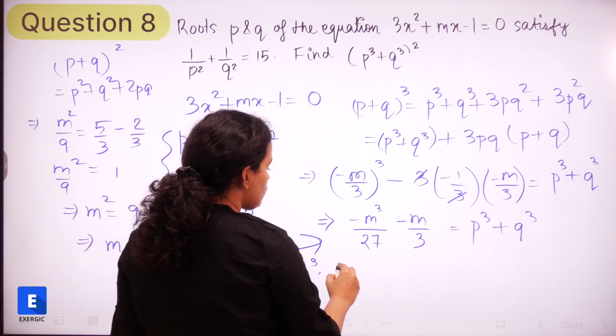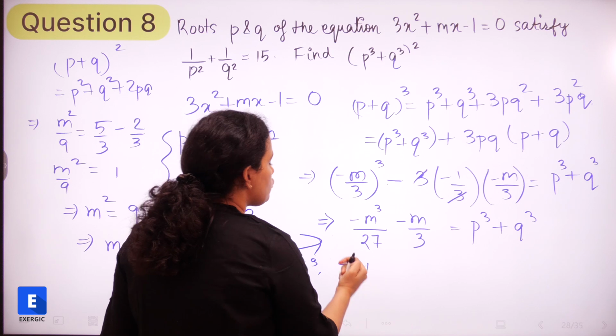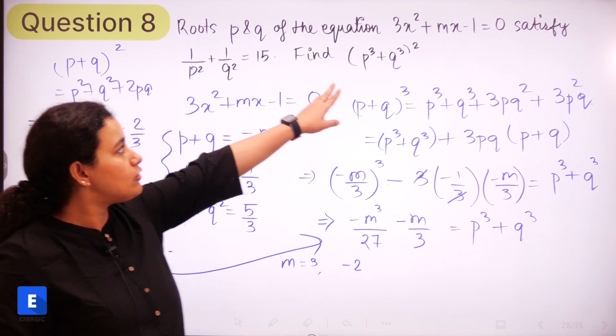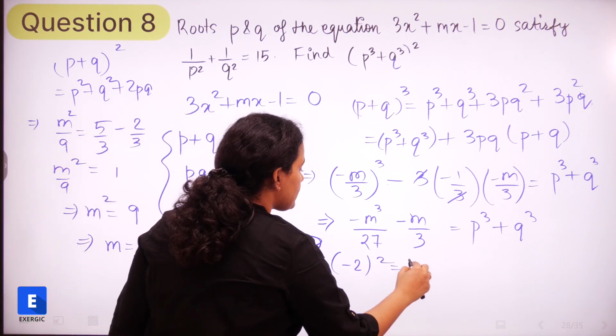We have minus of 27 by 27, which is minus 1, right? So minus 2. And what do we want to find out? We want to find out the square of pq plus q cube. So minus 2 square is going to be nothing but 2.